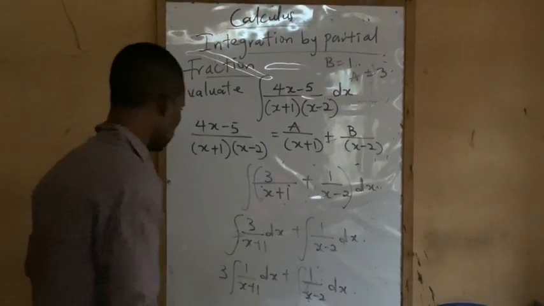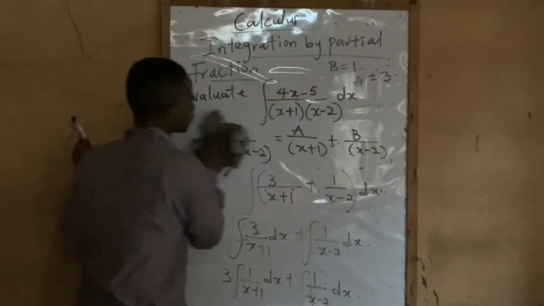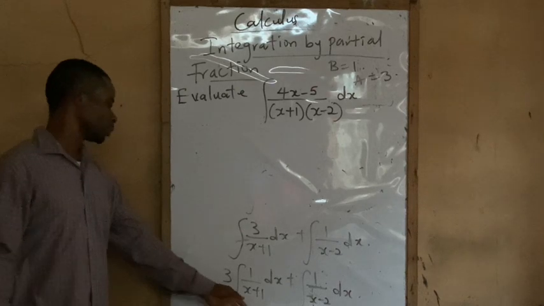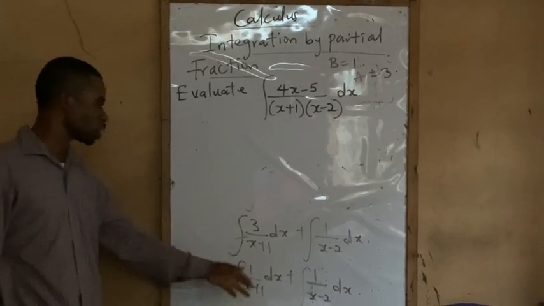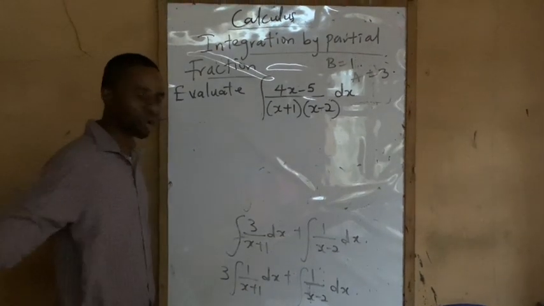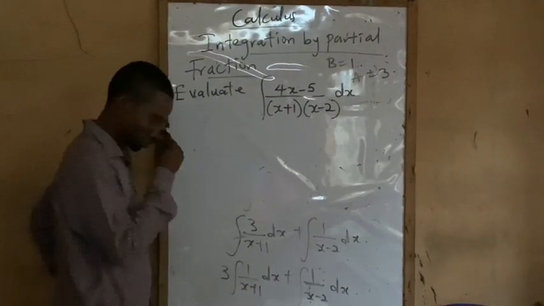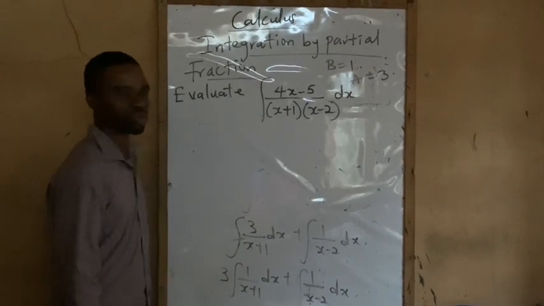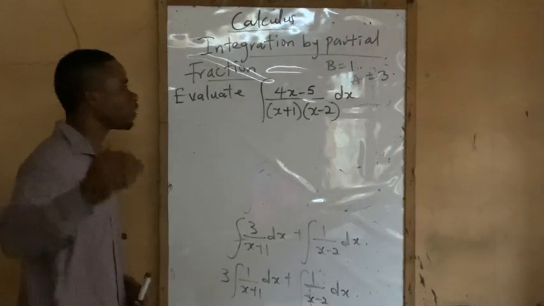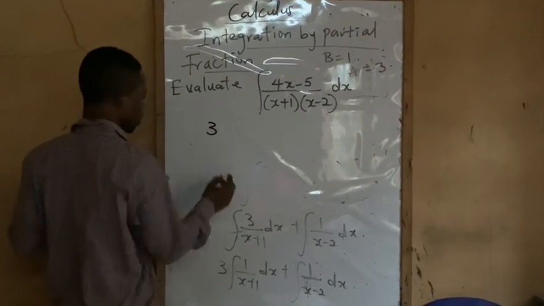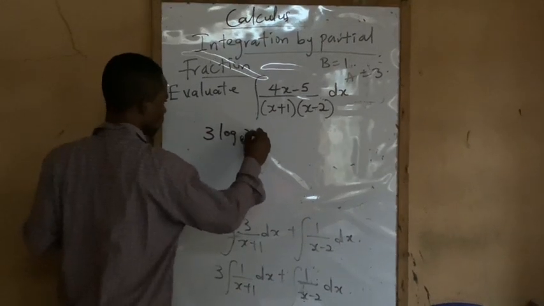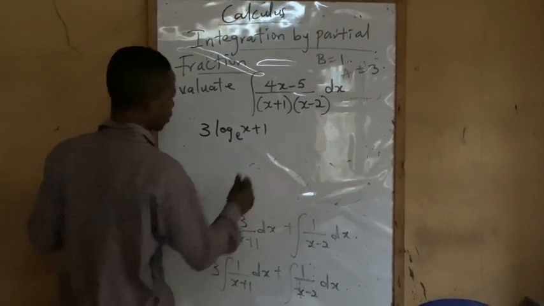And what are we going to have? Now, let me tell you something. In the law of integration, anytime you integrate and you discover that the differentiation of your denominator is equal to the numerator, what is that? Let's check this denominator. The differentiation of x in normal differential calculus is actually 1, and the differentiation of 1 is 0. So that means the differentiation of this denominator is the numerator. So anytime you have something like that, for this 3 you just say ln, or log exponential, whatever you want, 3 log exponential x plus 1, or you can say 3 ln x plus 1, plus.